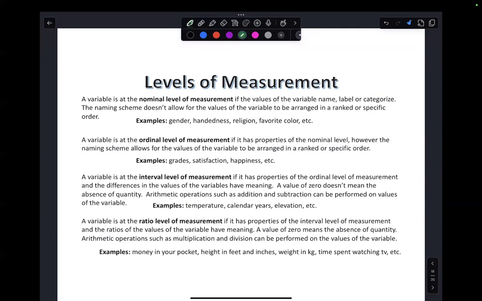So the first two levels of measurement are for categorical data. I'm going to write that down right here. They're for categorical data. Nominal level is when order doesn't matter. That's usually how I think about it. Order doesn't matter. It's just kind of a pile of information and order doesn't matter.